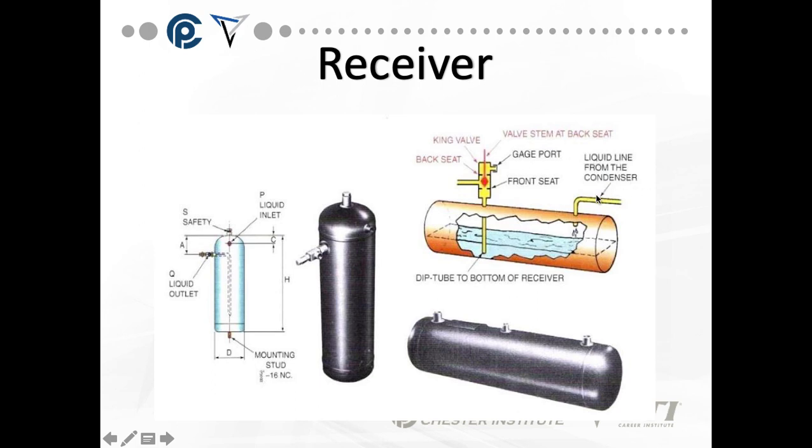Okay, the liquid line from the condenser is at the top of the receiver, and we have a dip tube that goes to the bottom of the receiver that our liquid line to our metering device comes out of. We also normally throw a king valve here with a gauge port on it. It's a three-way valve that allows us to front seat, back seat, or mid-seat a king valve so we can service, shut off, or isolate parts of the system. We're going to talk more about the three-way valves in a bit.